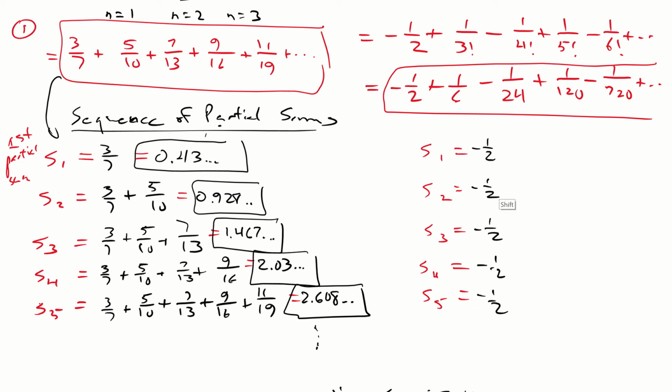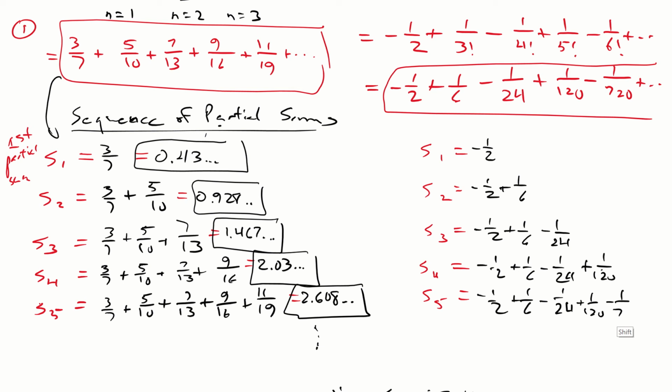But then the next one says add a 6th. Okay. You don't have to write all this stuff. Subtract 1/24. See what I'm doing? On the fourth one, add a 1/120. And then finally, down here, minus 1 over 720.